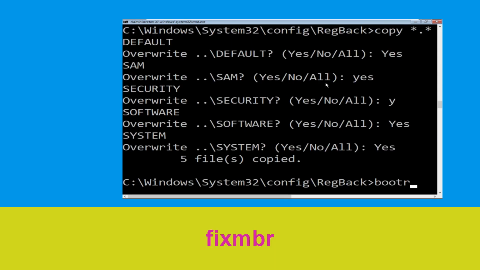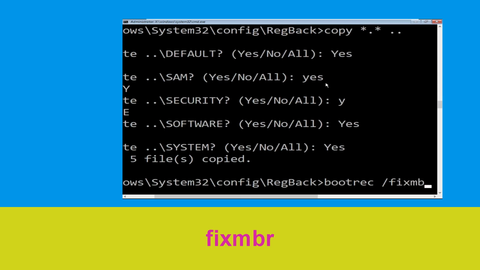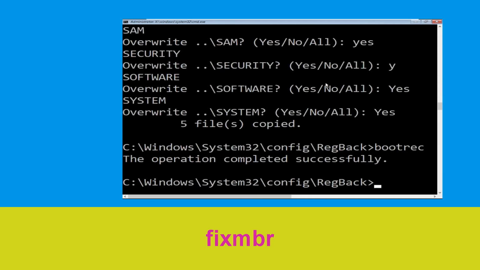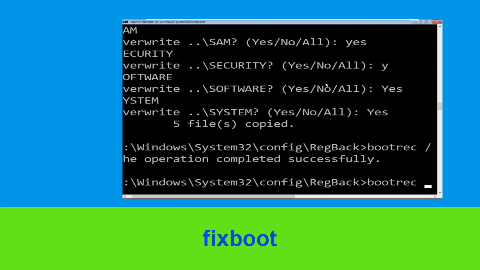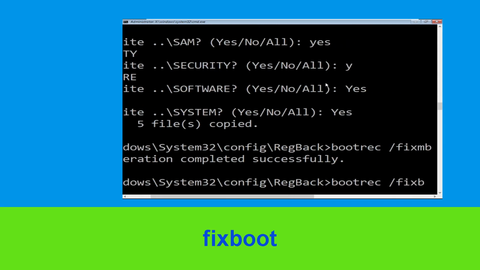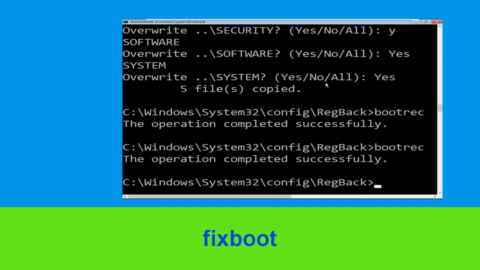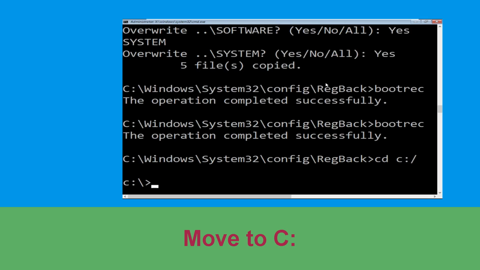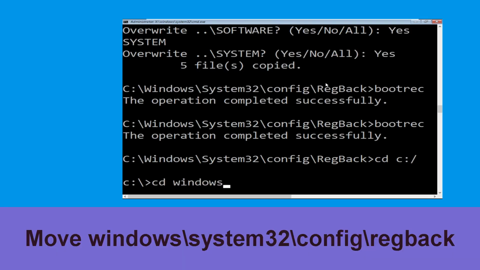Now type bootrec /fixmbr and simply hit enter. Now execute this command. Type in bootrec /fixboot and hit enter. Now type cd c:\ and simply hit enter. Now type cd Windows\System32\config\regback and hit enter to execute.